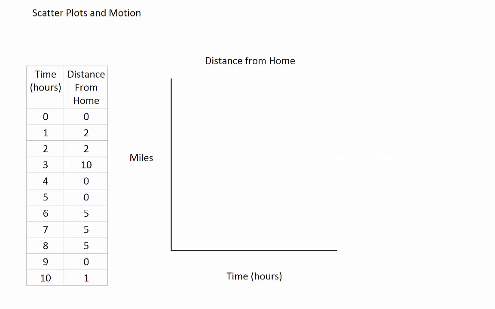In this example, we will make a scatterplot about motion. We have data about time and distance from home. First thing we need to do is scale our axes. On the x-axis, the horizontal axis, that's where we're going to put our time data, hours. That goes up to 10. On the vertical axis, our data also goes up to 10, so we'll go by ones there too. This is our data about distance from home.